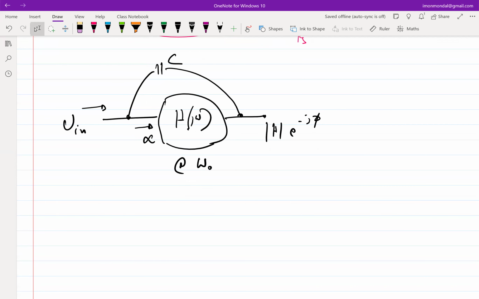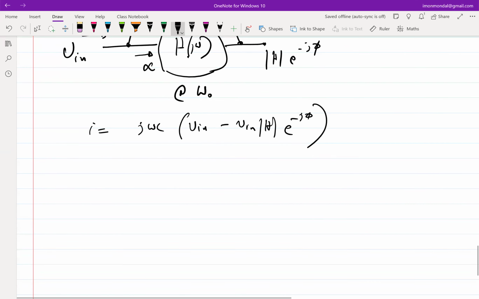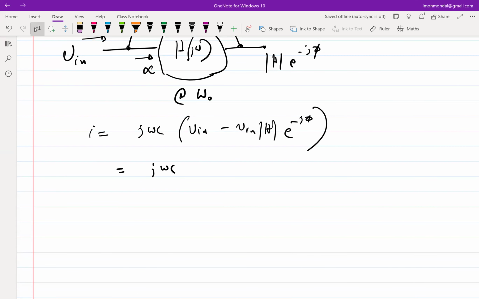I want to find out this impedance. Just like Miller, I'll find out the current through the capacitor. So this I will be equal to j omega C times the voltage across the capacitor, which is V in minus V in mod of H e to the minus j phi. So I by V in is j omega C times 1 minus mod of H e to the power minus j phi.